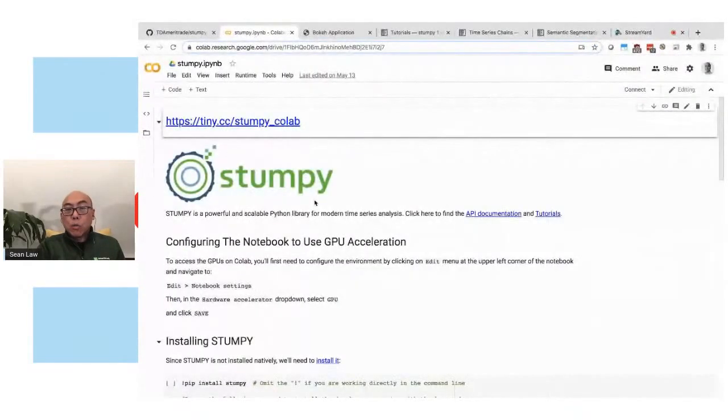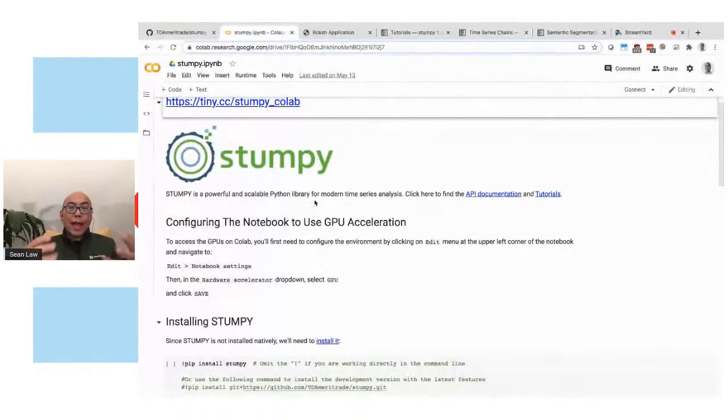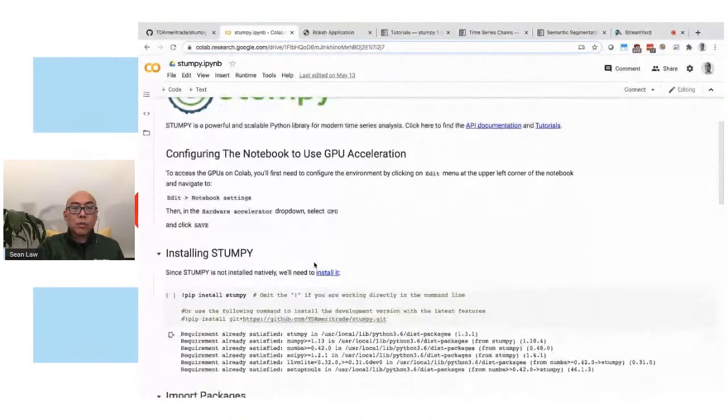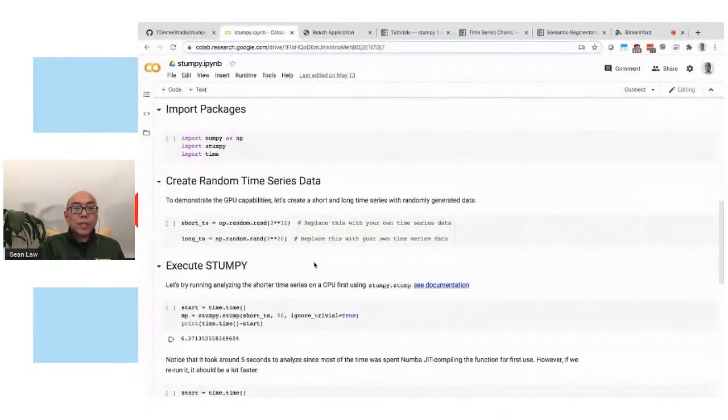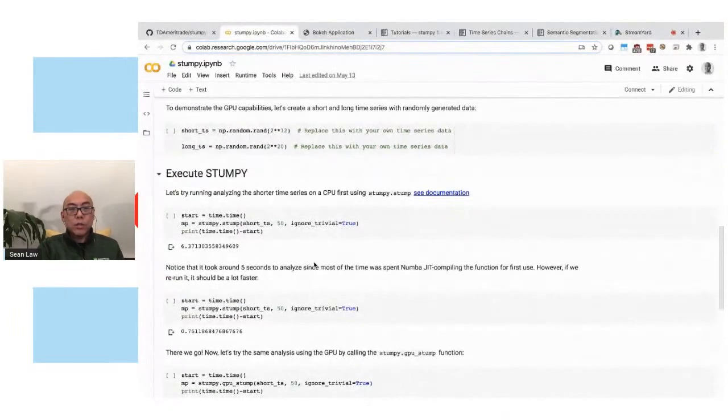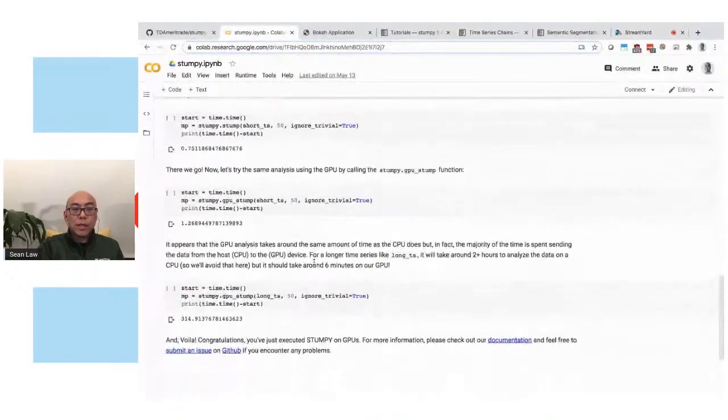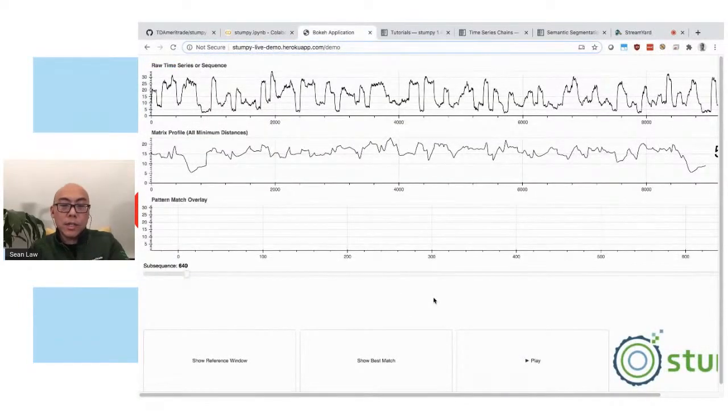Here's the notebook, the Google Colab that I just mentioned. So in just a few lines of code, you have access. It shows you how to install Stumpy on that Google Colab notebook, how to import the package, and then finally how to execute the Stumpy code on CPU and then also on GPUs, in a few short lines of code. But here's really where the fun begins. So here is an example.